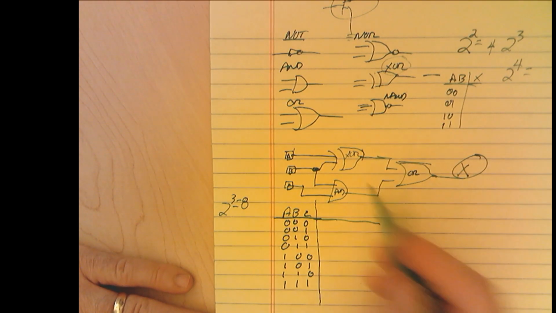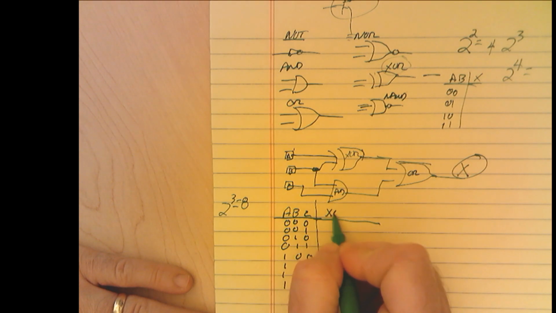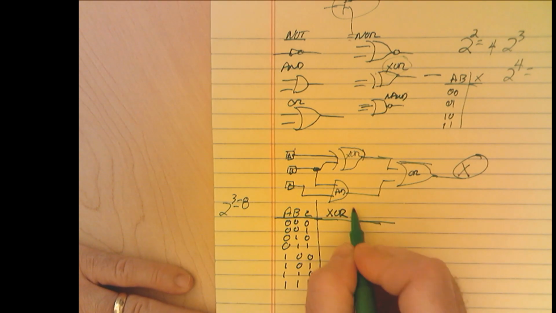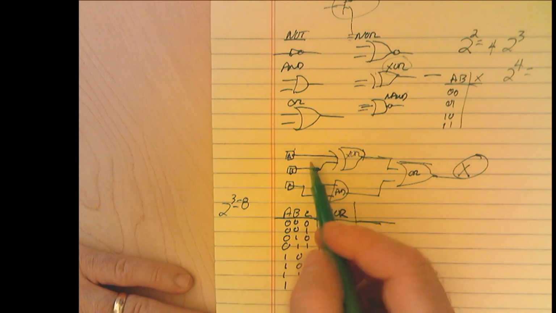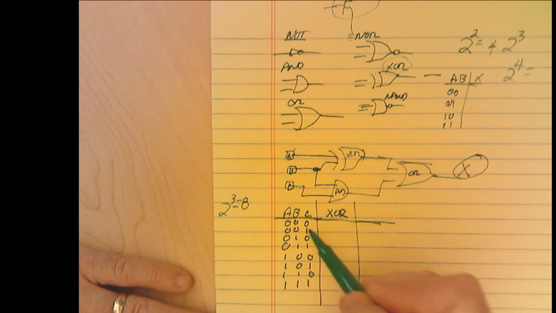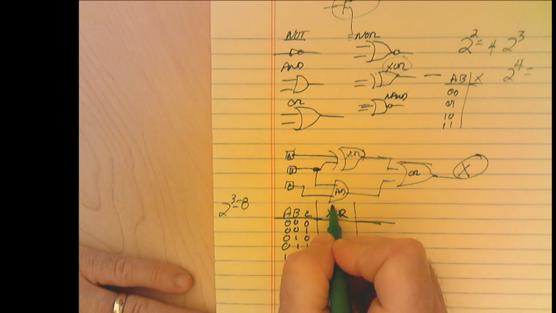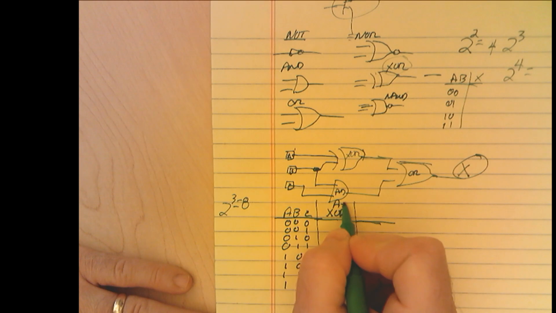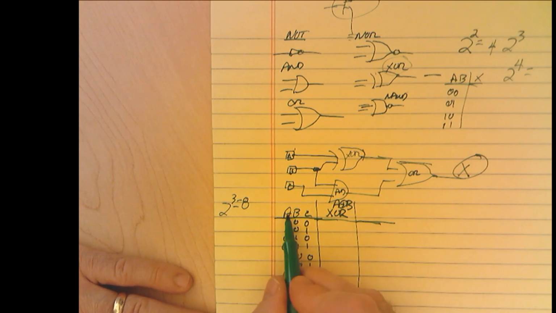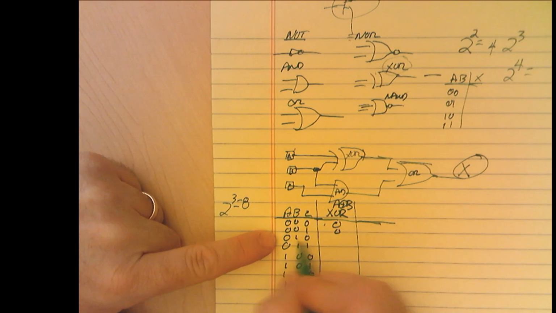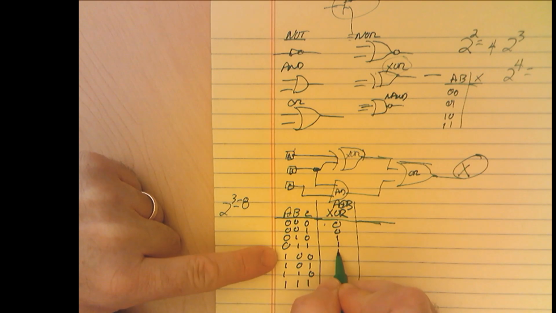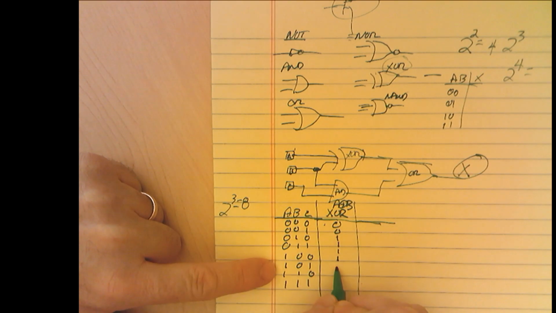We move left to right, top to bottom, so the first one I come to is the exclusive OR gate. An exclusive OR gate says that there has to be both states present. So I'm going to write this out as A exclusive OR B. I'm going to look at the A column and the B column, and I want to say that's going to be 0, 0, 1, 1, 1, 1, 0, 0.